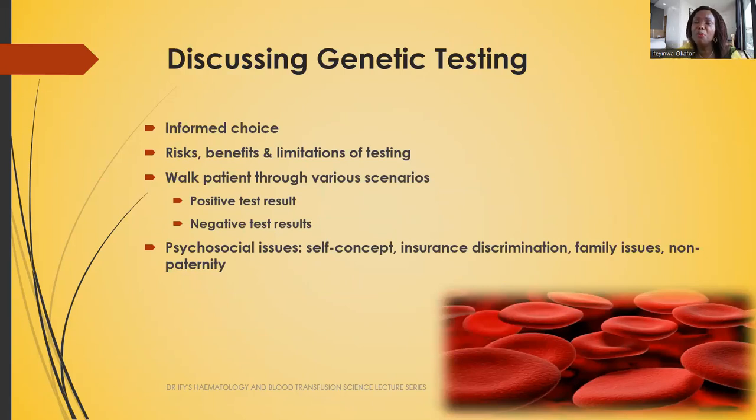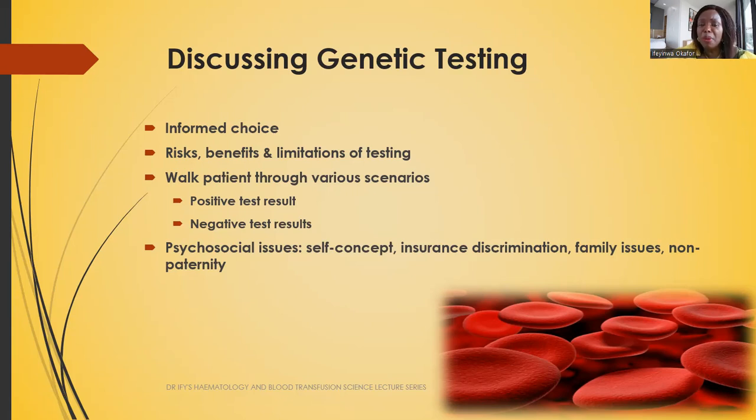Discussing genetic testing. Before you carry out genetic testing in an individual, you need to get the consent of the patient or the family member involved, and there should be a detailed explanation of the risk, the benefit, and the limitation of the test made known to the individual undergoing the test. Then you should be able to walk the patient through various scenarios, both the positive result and the negative result of the test.